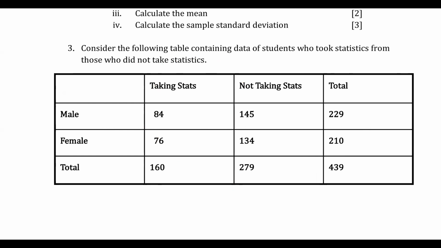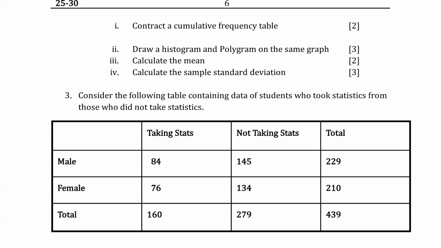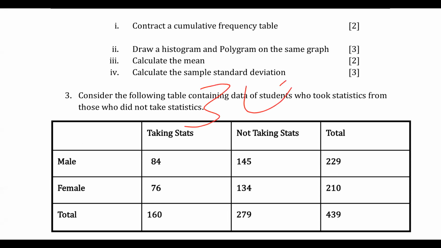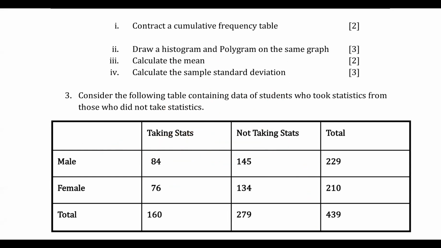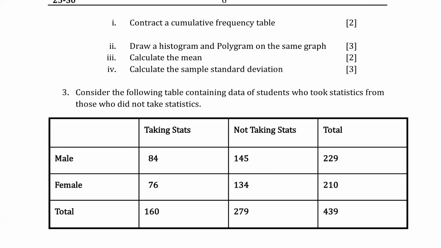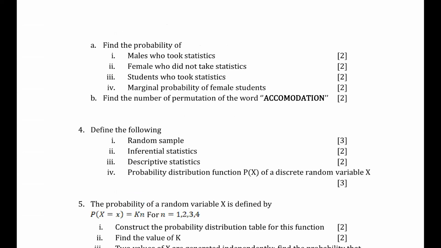Okay. Then the female student who didn't take statistics, it should be 134 all over 439, then it should be fine, okay? I think you're fine now on how we read the contingent table.